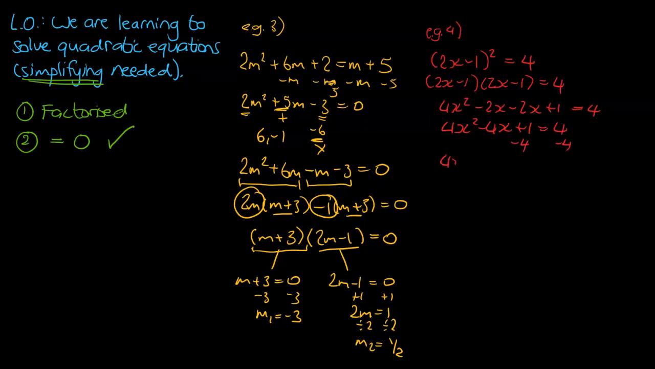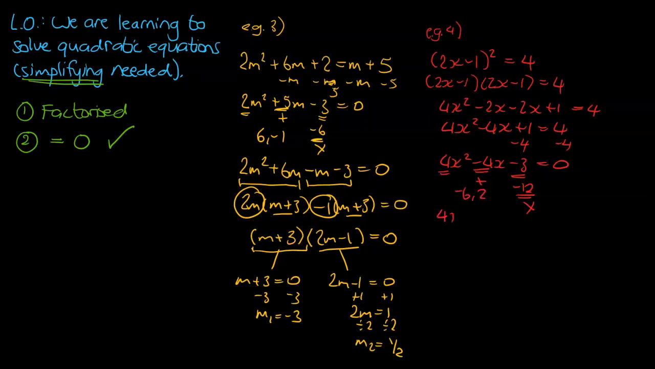So that there is going to be 4x squared minus 4x minus 3 equals 0. We're then going to have a look at our factorizing. So we're going to use the grouping method. We're going to multiply the 4 and the negative 3 to get negative 12. So we need to think what numbers multiply to negative 12 but add to negative 4. And I'm thinking negative 6 and positive 2.